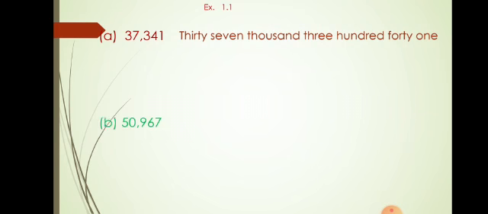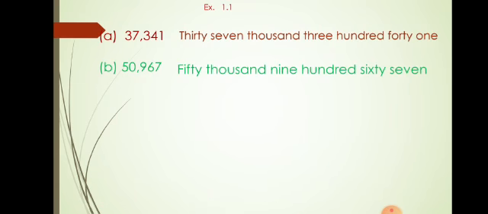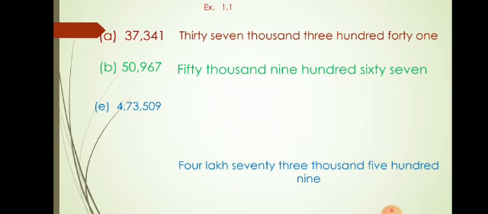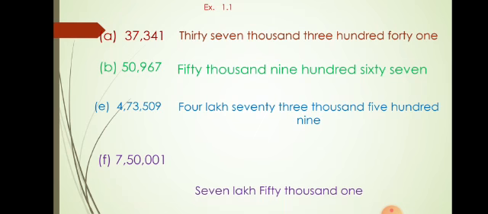B part, again it is a 5-digit number. It means it is a 1000 number. So 50,967. This is the E part where we have a 6-digit number. If it is a 6-digit number, it means it is a lakh number. So 4,73,509. Then F part, which also has a 6-digit number, that is 7,50,001.